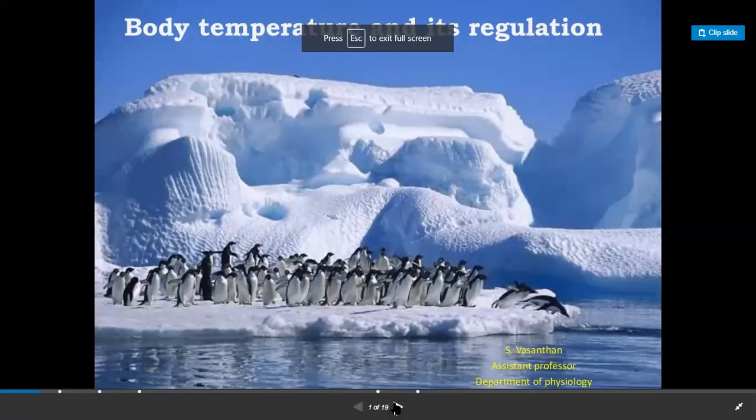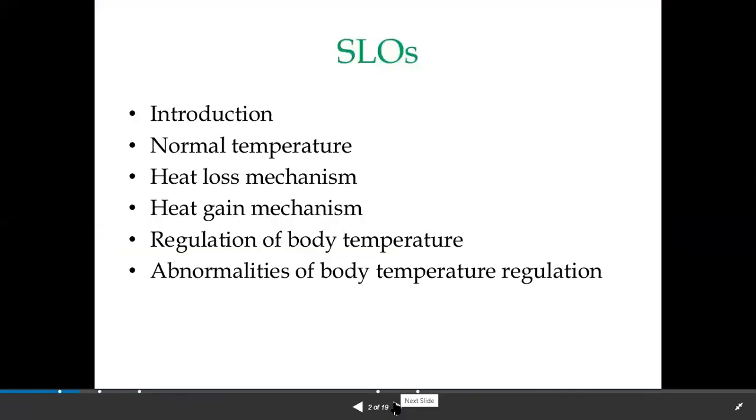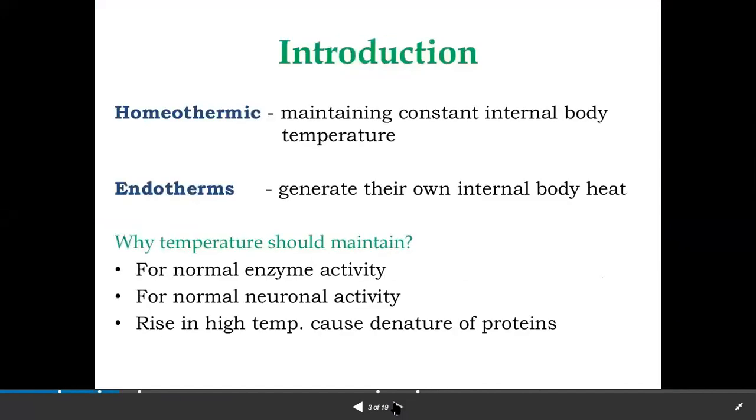Good. So in temperature regulation, we'll look at the introduction, what normal temperature is, how your body loses heat, and how your body gains heat, the mechanisms involved, regulation of body temperature, and what will happen if your body fails to regulate temperature. So by way of introduction, we have what we call homeothermic. Homeothermic simply means maintaining constant internal body temperature.